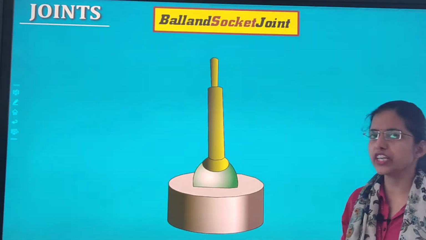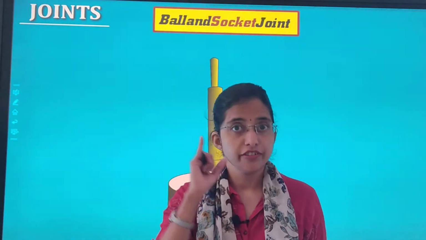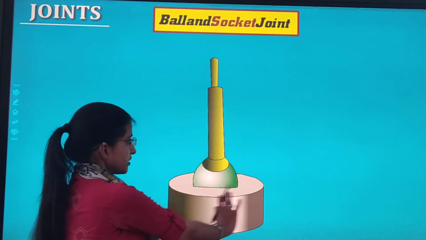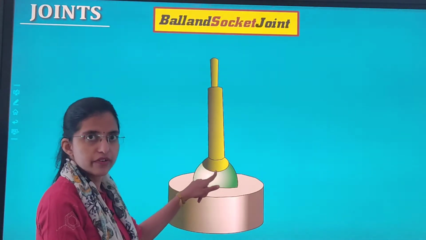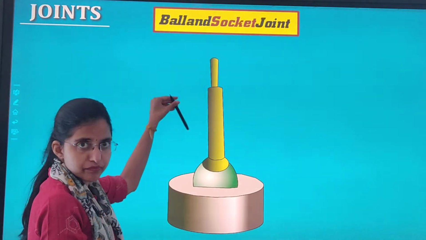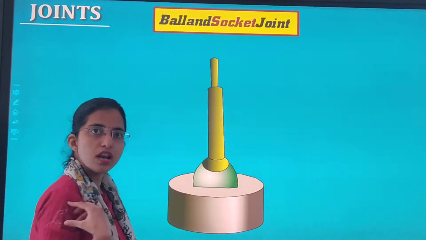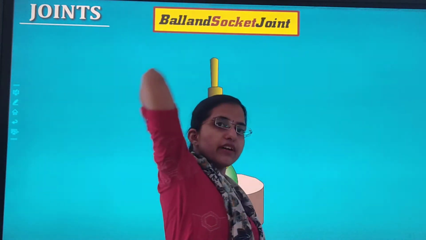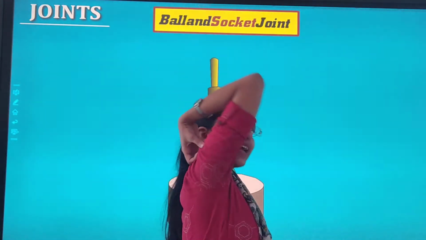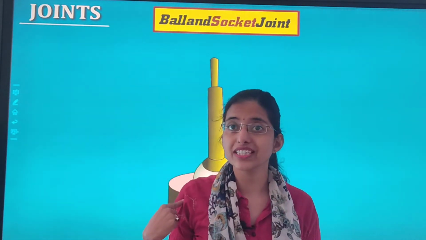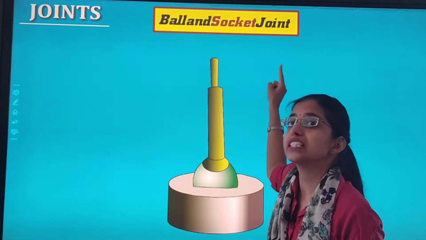So now we will study all the joints one by one. The very first one is ball and socket joint. ये joint कैसा होता है? Ball and socket type. See, this is a socket and this is a ball, right? और अगर I move this, I can move this in all directions. Why? Because here there is a ball, and this type of joint is present in our shoulder and that is why we can move our shoulder in all the directions. यहाँ पर कौन सा joint है? Ball and socket type.